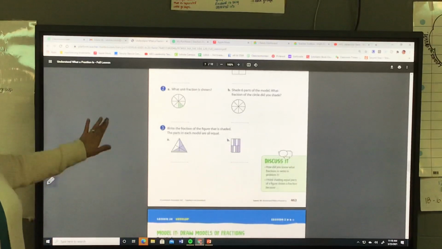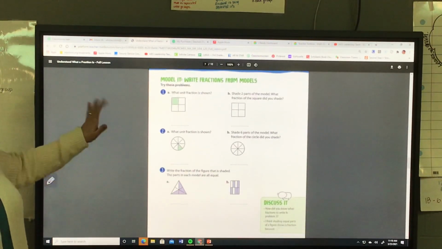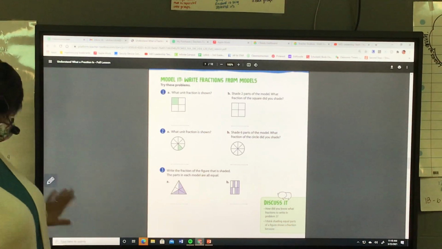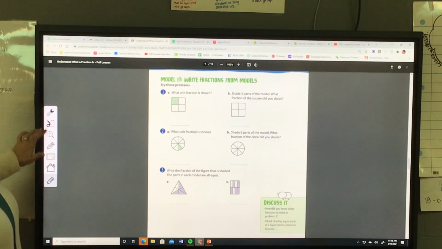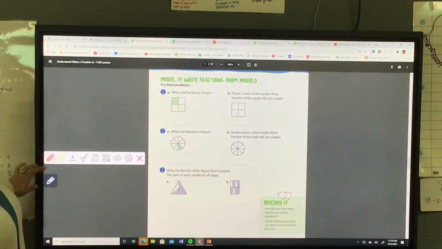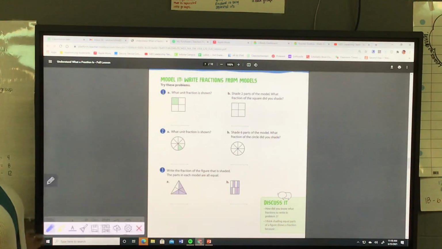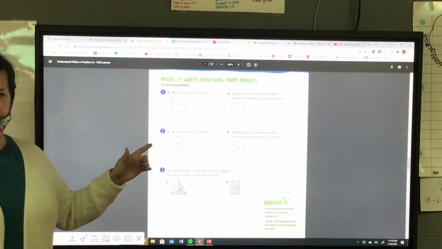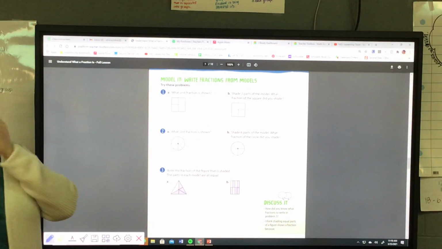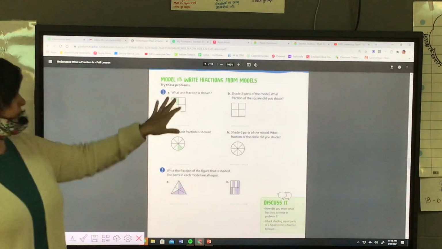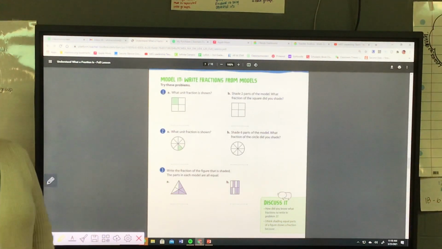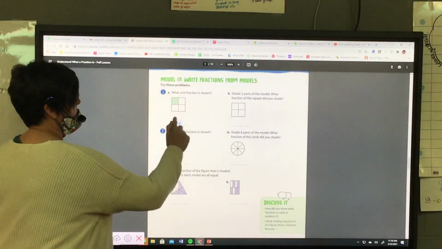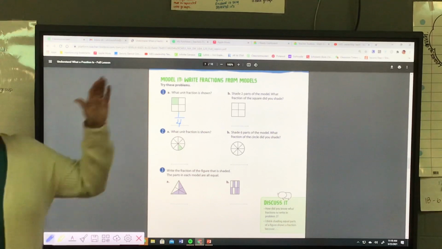Okay, flip it over. Let's look at 1, 2, and 3. All right. Did we do 1 together? Or you did it on your own, I think, didn't you? What is the unit fraction that's being shown in that square? How many equal parts are there? 4. And how many are shaded? 1. So the fraction is 1/4.